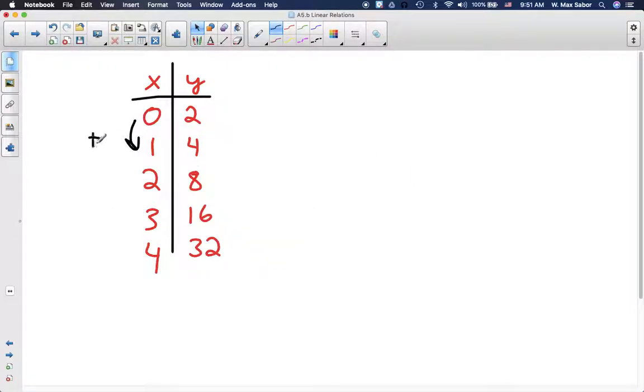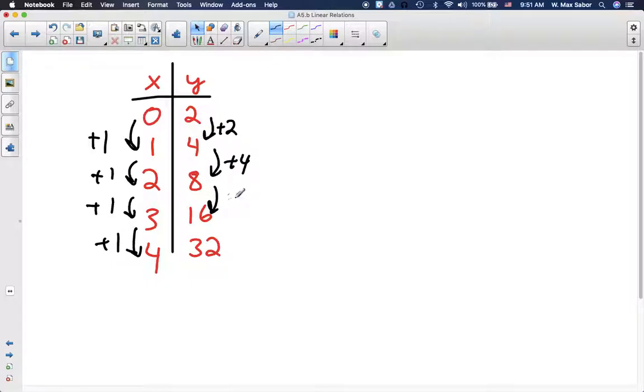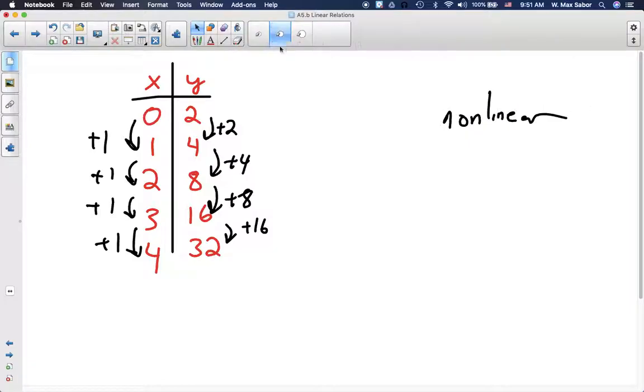Here, we're adding 1. That's all good. So this slope is adding 2. This slope is adding 4. This slope is adding 8. So the slope is not the same throughout. So it is nonlinear.